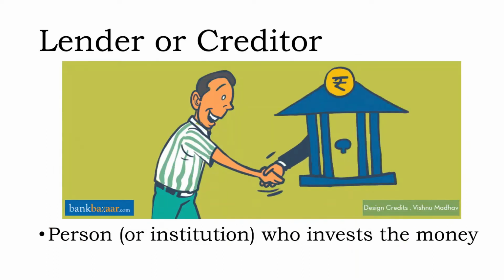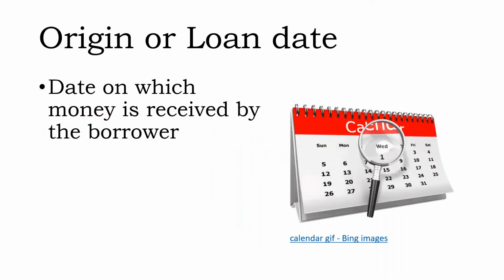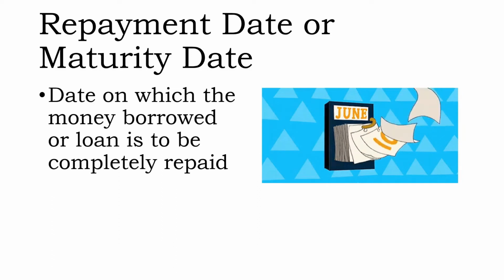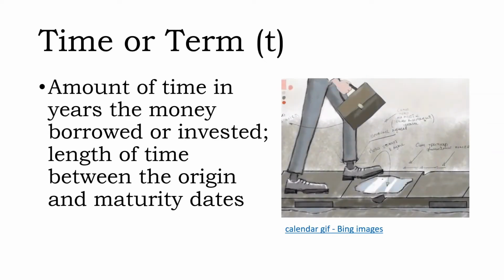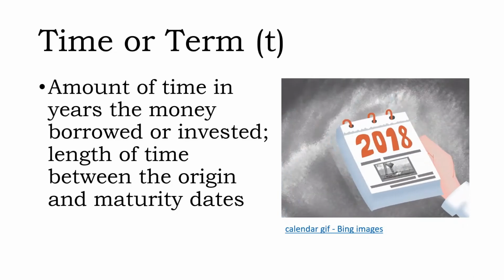Lender or creditor, a person or institution who invests the money. Borrower or debtor, a person or institution who owes the money or avails of the funds from the lender. Origin or loan date, this is the date on which money is received by the borrower. Repayment date or maturity date, this is the date on which the money borrowed or loan is to be completely repaid. Time or term, denoted by T, this is the amount of time in years the money is borrowed or invested. Also, this refers to the length of time between the origin and maturity dates.